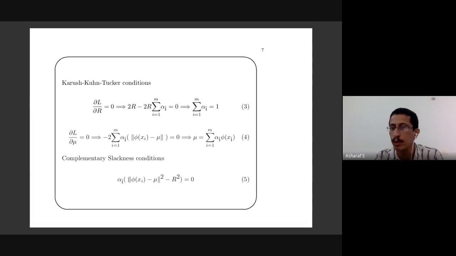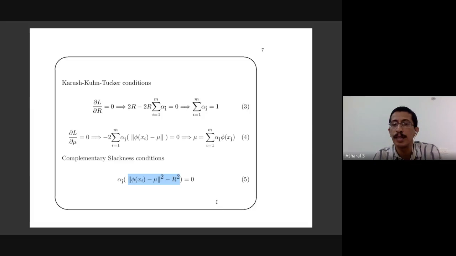If alpha is equal to 0, this has to be less than or equal to 0. That means phi of xi minus mu is less than or equal to r square. So alpha equal to 0 are the points which fall inside. If alpha is non-zero, as per the complementary slackness condition, this has to be 0, which means that phi of xi minus mu square is equal to r square. So alpha i non-zero are those points which represent the sphere, right?